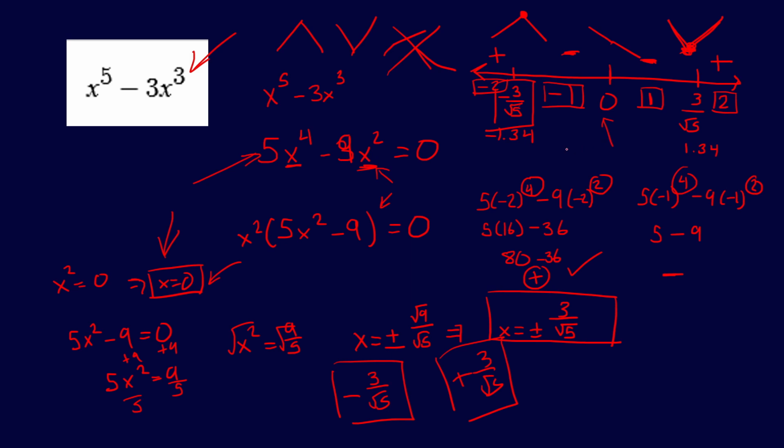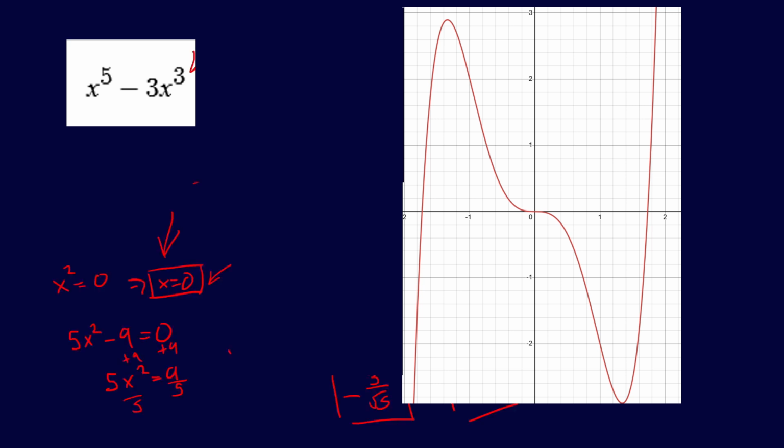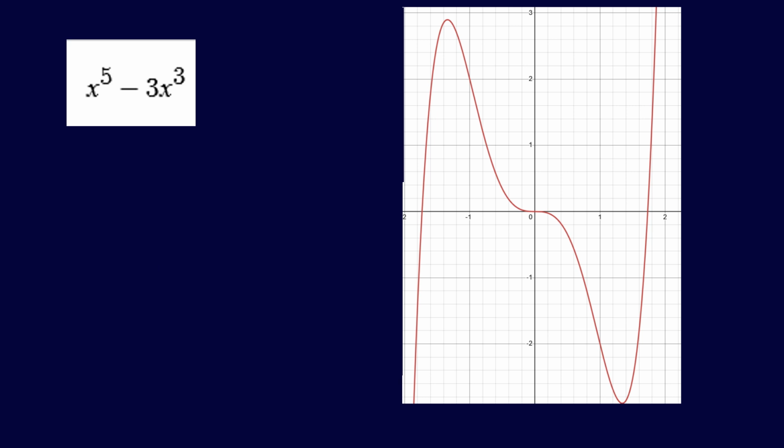Let's prove this visually. As we can see, at -1.3, whatever it was, we see an extrema, a maximum, right? And then over here, we see a minimum. And what do we see at 0? Oh my gosh, one of those cases where it's a critical point, but it's not actually an extrema. All right, so I hope this helped, and thank you for watching.